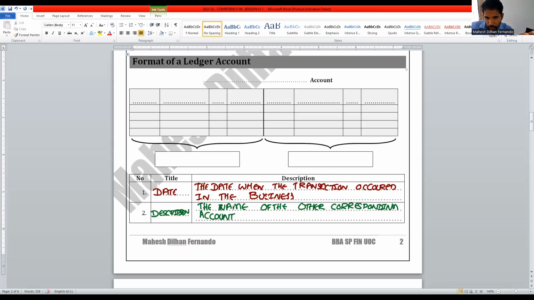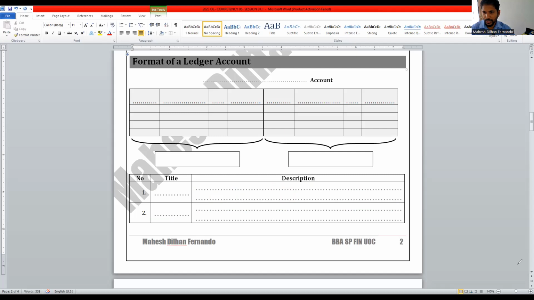In the description column, what do we write? The name of the other corresponding account. Okay, good. So far you can easily understand it. Now I'm taking you to the next one. Shall I erase it? Okay, good.